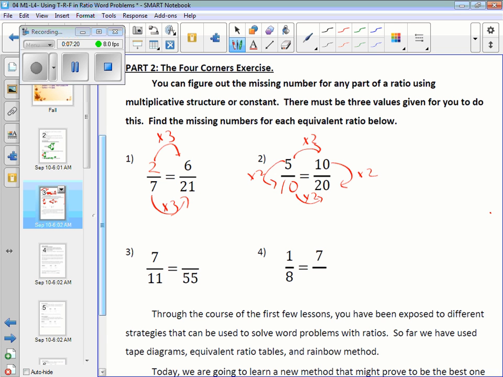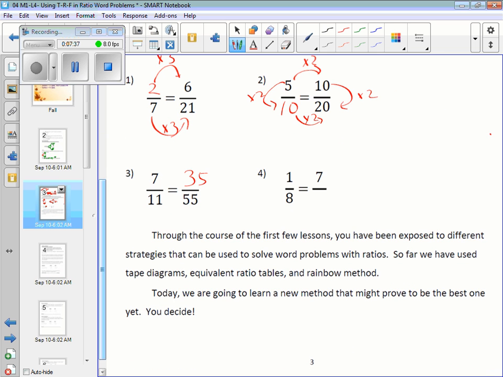All right, what about number 3? Ben. Correct. What did you use, constant or multiplicative structure? And what is that constant, Ben? Good. All right, number 4.